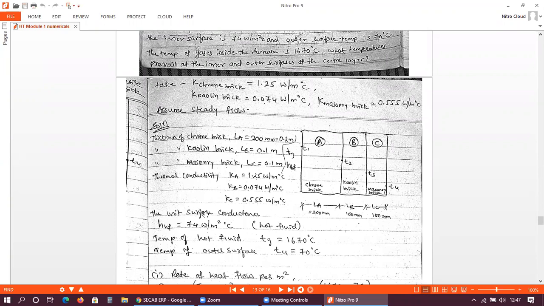Next is the unit surface conductance, which is nothing but the convective heat transfer coefficient, H. Either you go with H or Hf, whatever is convenient. I have written here H with suffix f. So it is 74 watt per meter square degree Celsius. Now the temperature of the hot fluid, that is the temperature of the gas, is 1670, and the temperature of the outer surface, T4, is 70 degrees Celsius. First we will calculate the rate of heat transfer here.